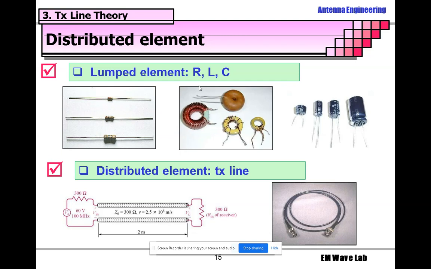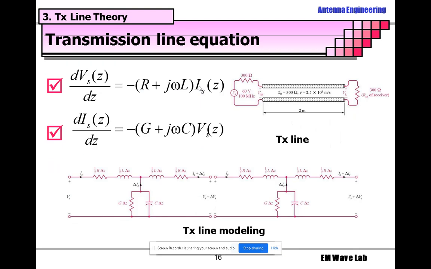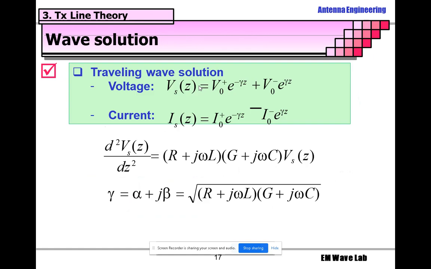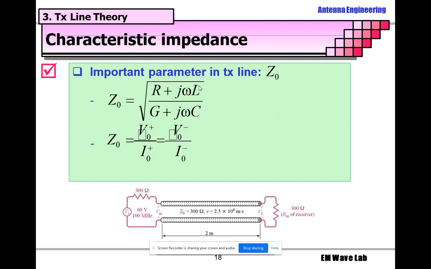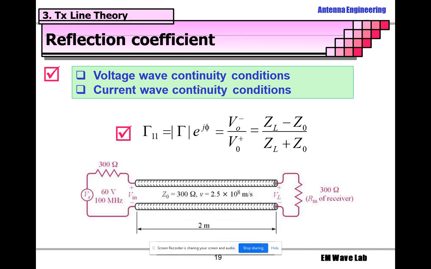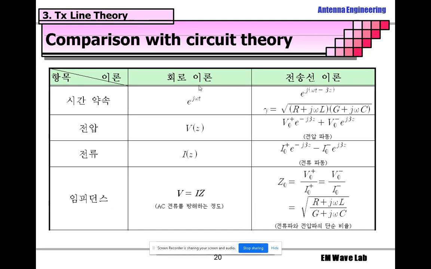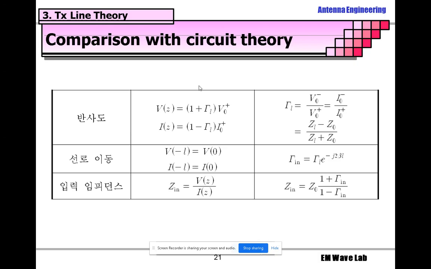And then distributed elements. These may be resistor, capacitance, inductance. These are the lumped elements which will be available in the transmission line. Then transmission line equation, wave solution, characteristic impedance. This is Z naught. Reflection coefficient. And then comparison with circuit theory. That's all.